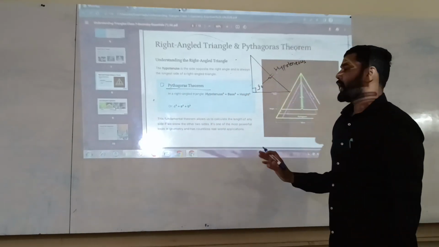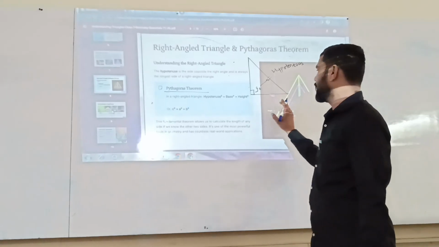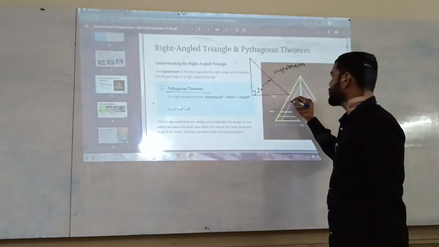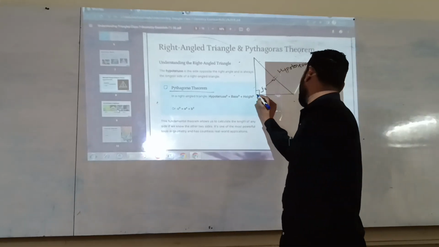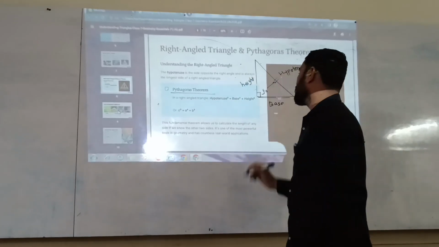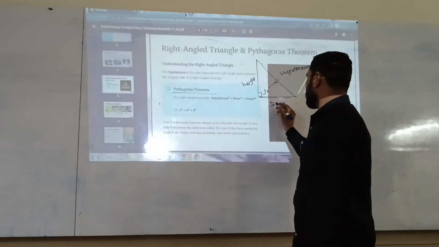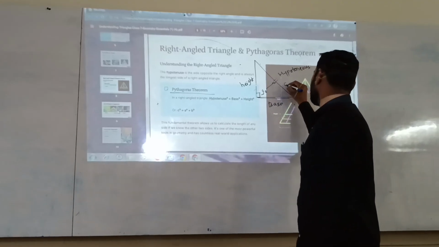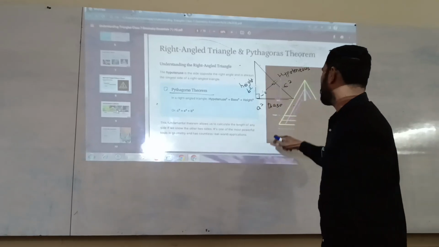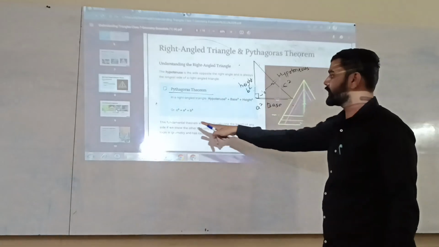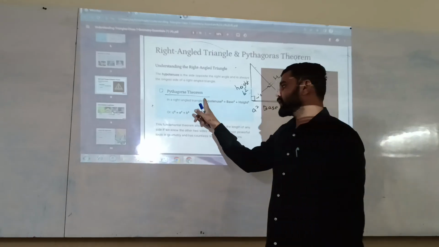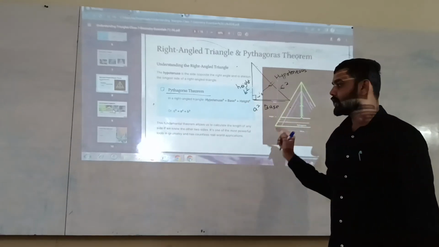Pythagoras theorem. We can use the Pythagoras theorem to calculate one of the lengths in a right angle triangle. The hypotenuse squared equals base squared plus height squared. Let the hypotenuse be C, the base be A, and the height be B. So the Pythagoras theorem shows that C squared is equal to A squared plus B squared.